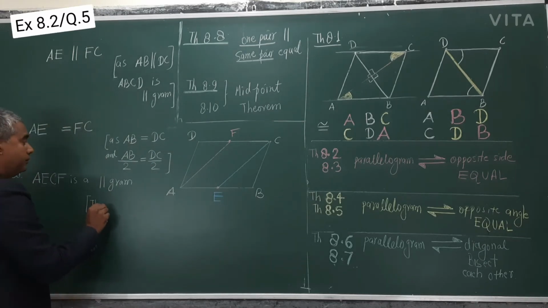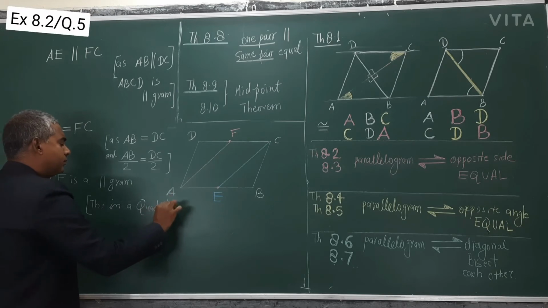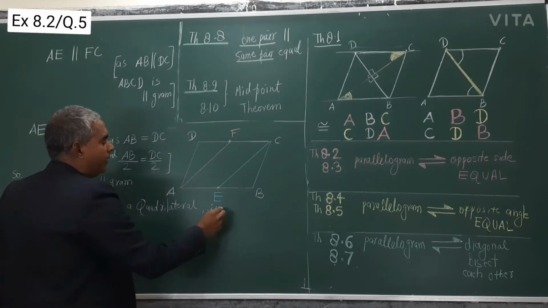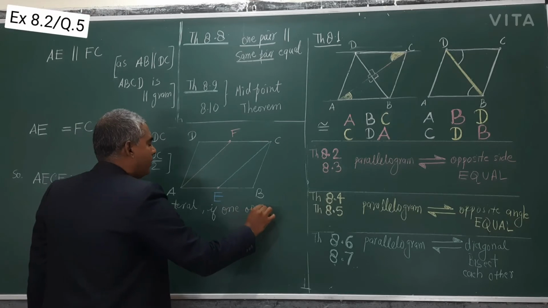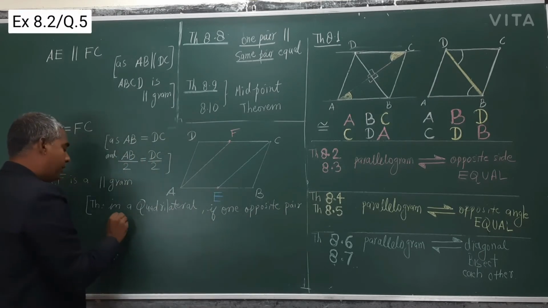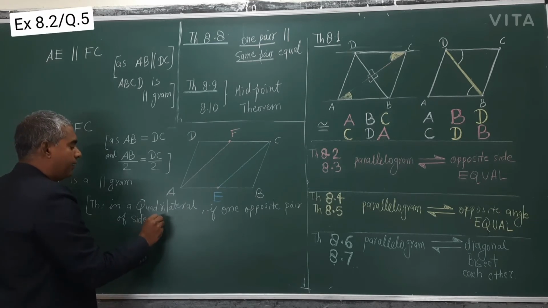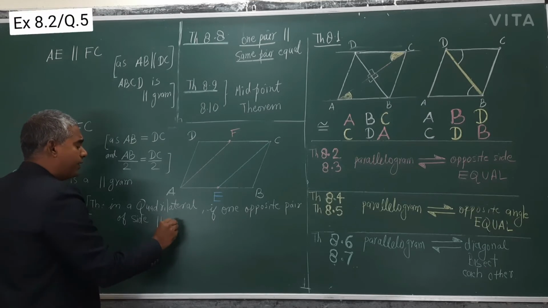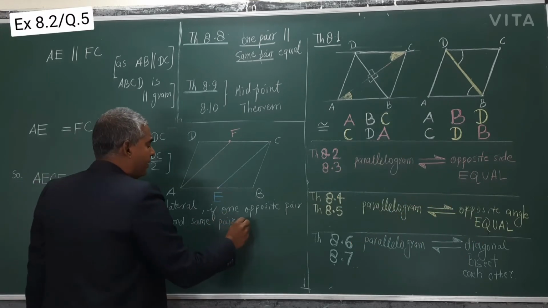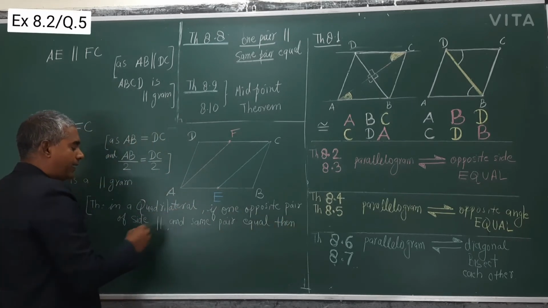Theorem: in a quadrilateral, if one opposite pair of sides is parallel, and the same pair is equal, then the quadrilateral is a parallelogram. Pair means a pair of sides.